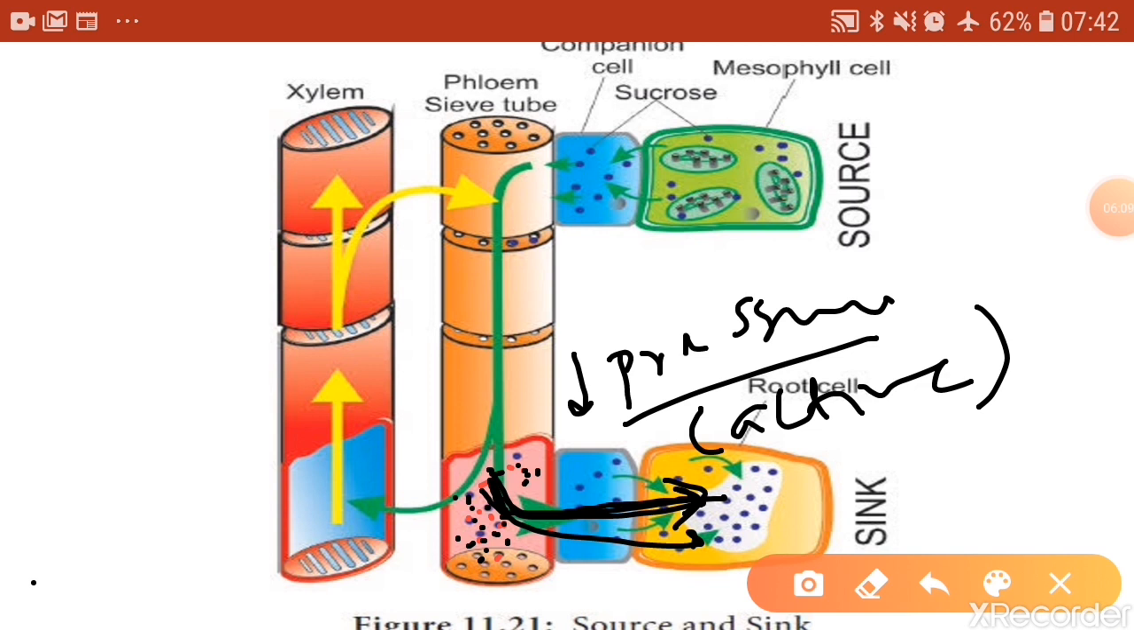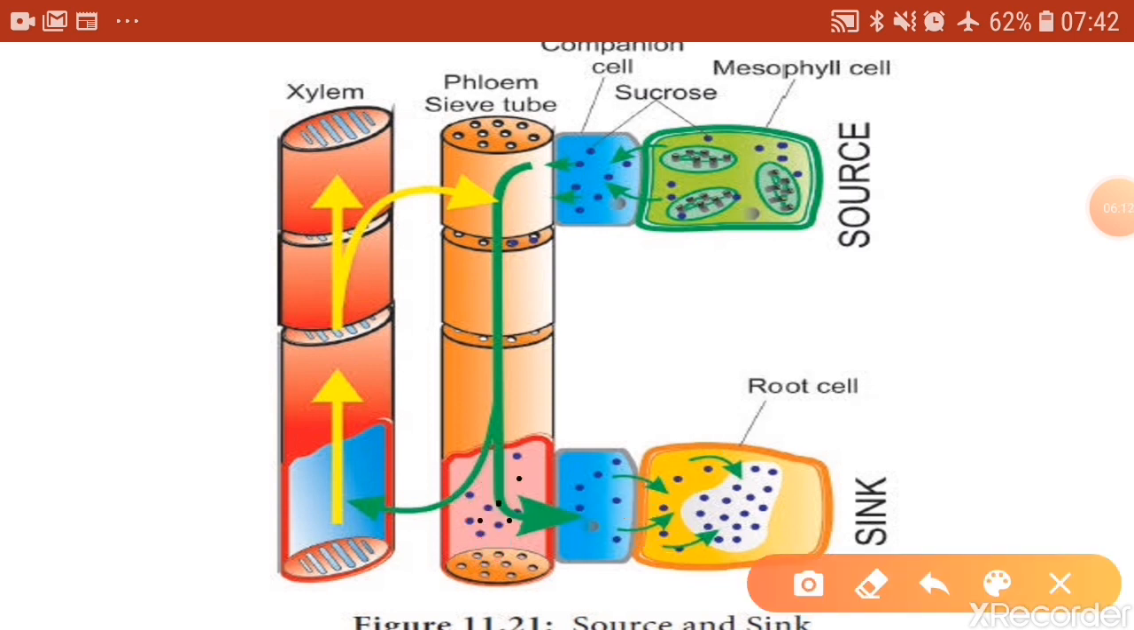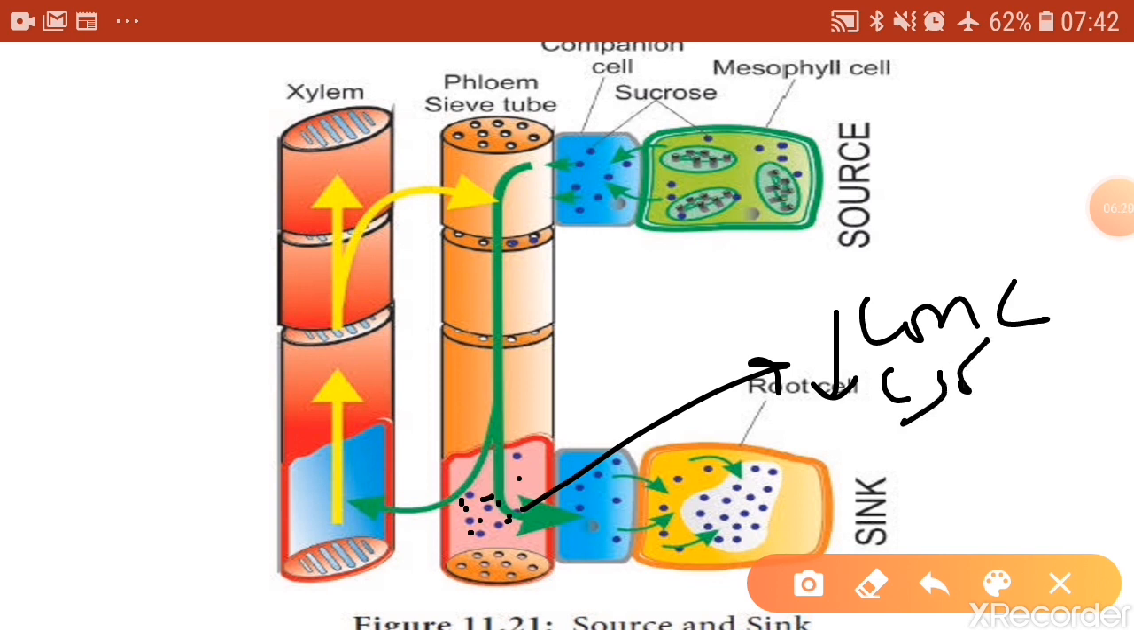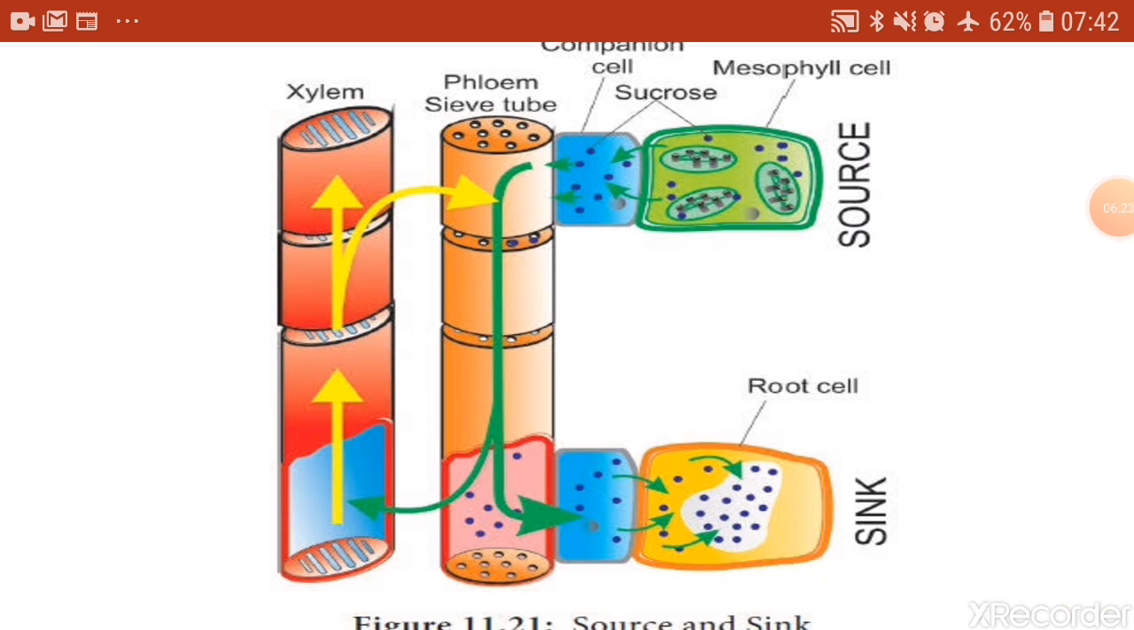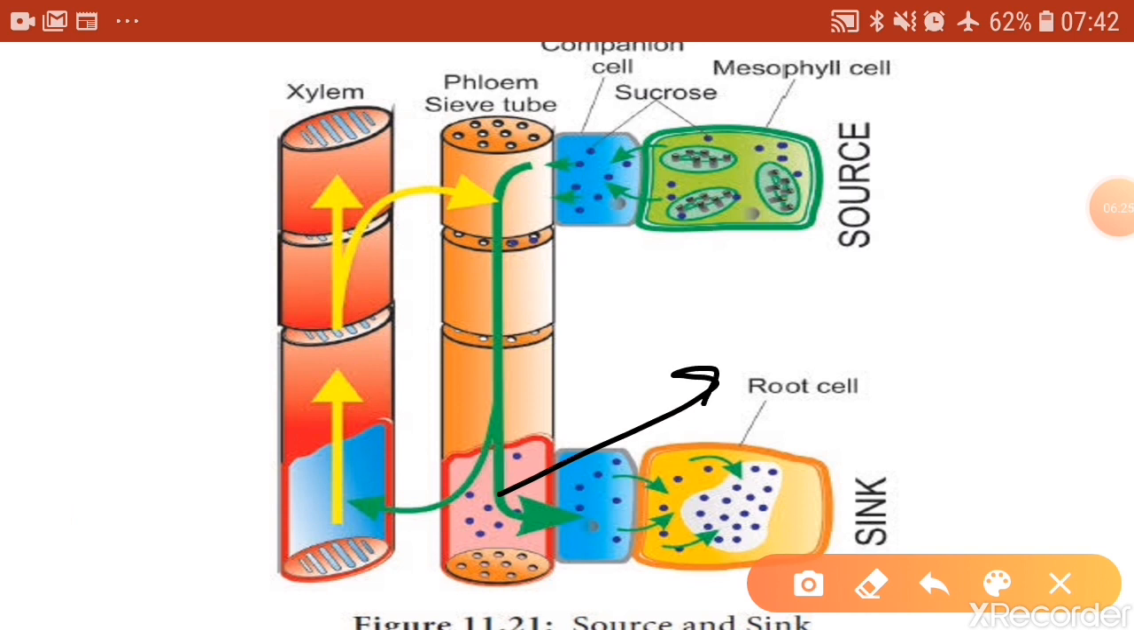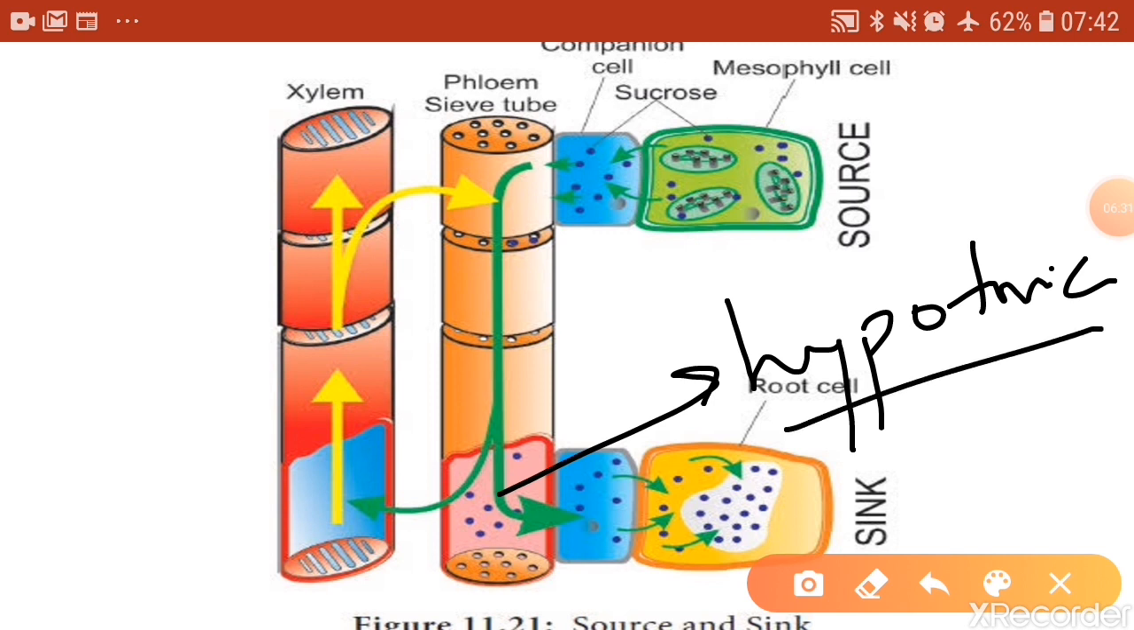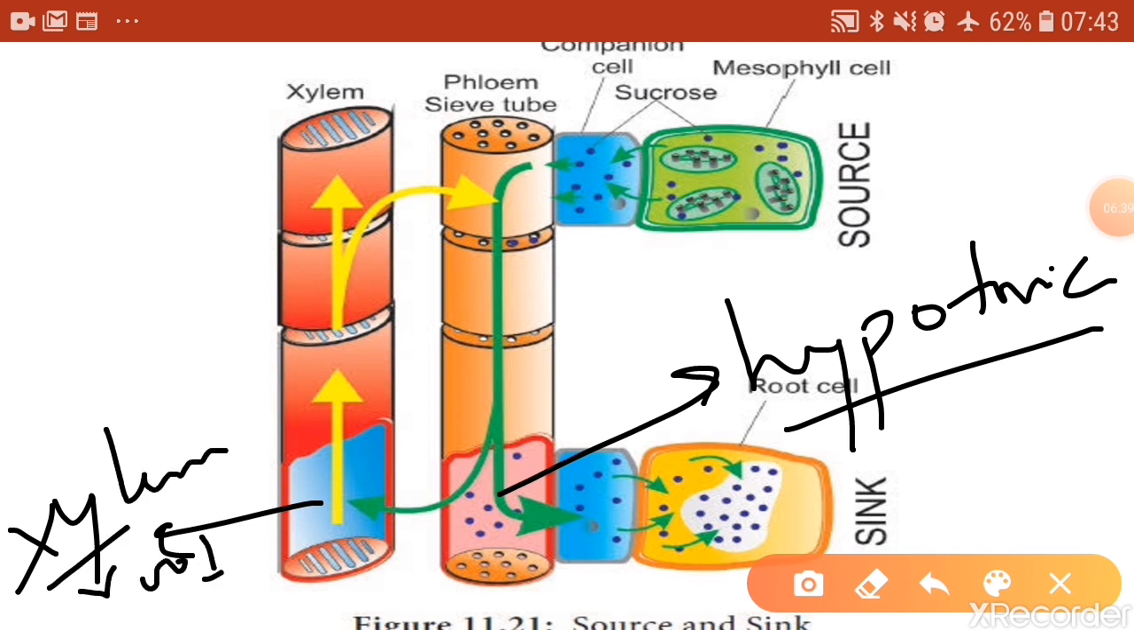So as this withdrawal occurs, the concentration of the solute in the sink region is going to reduce. The solute concentration is going to reduce. That means that the sap now over here becomes hypotonic. Okay, it becomes hypotonic when compared to the fluid that is present in the xylem vessels of the root. Here you find the solute content is more and the water content is higher when compared to the xylem, in the sieve tubes of the sink region.